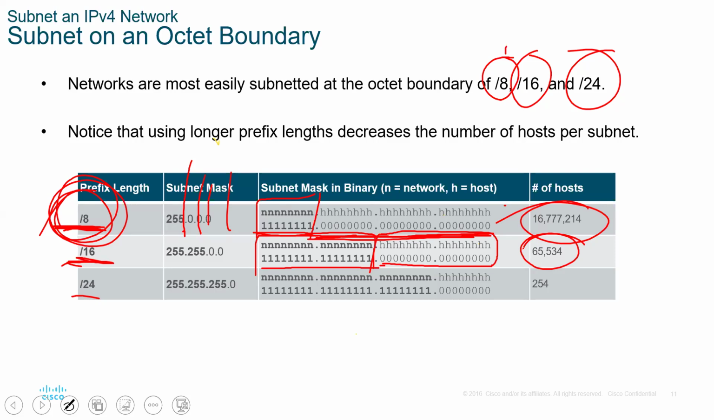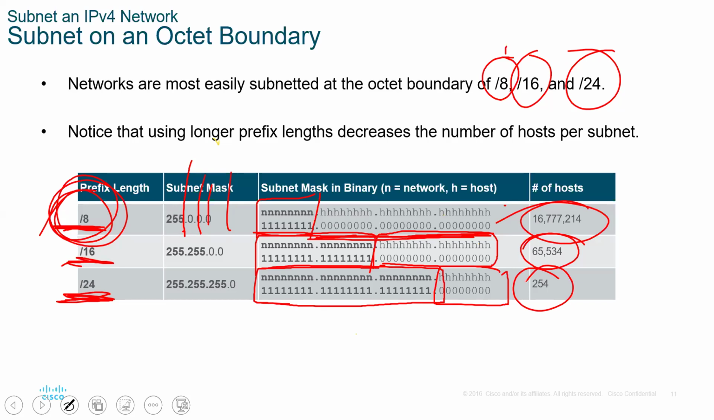If you do /24, it means that the first 3 octets are on. All right. They are all on the network portion. And then the last one is off, which is for the host portion. And if you do 2 raised to the power of 8, you will get this.